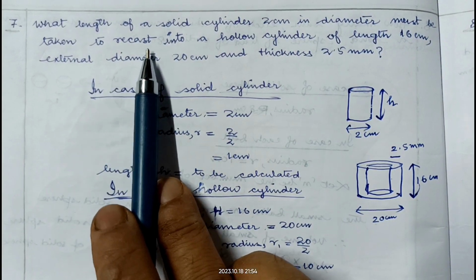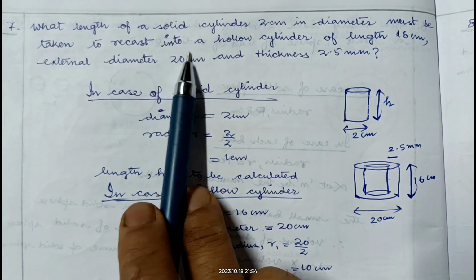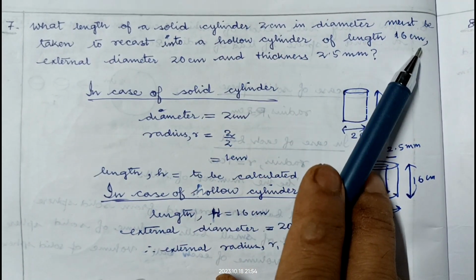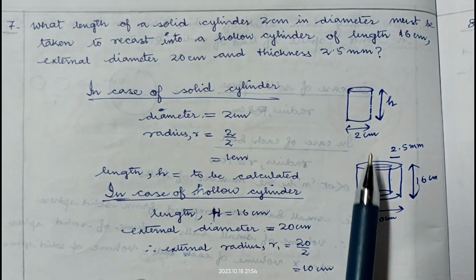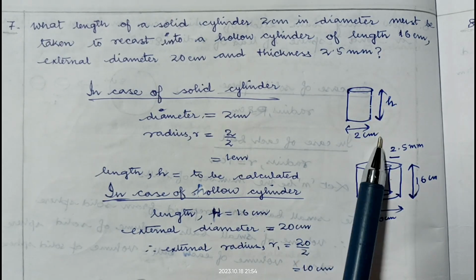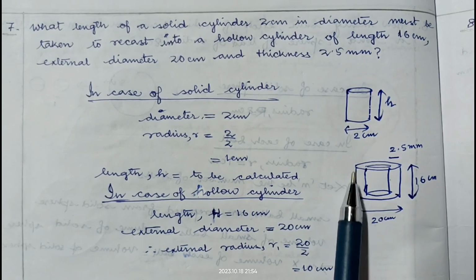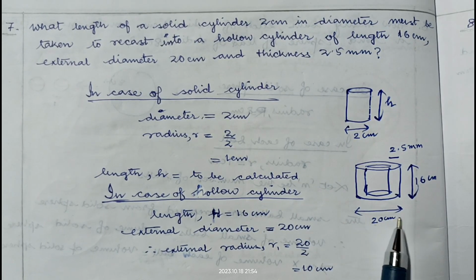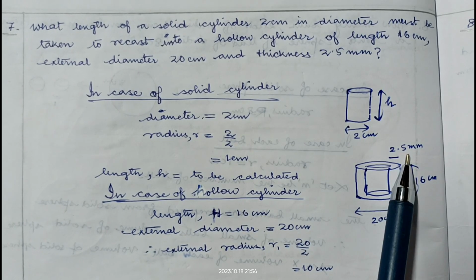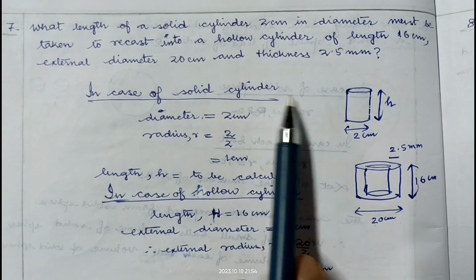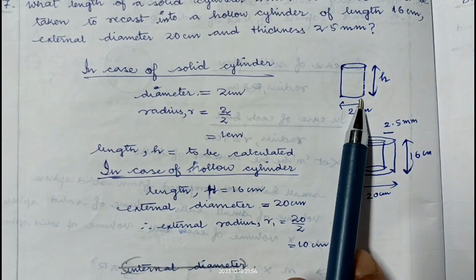Question number 7. What length of a solid cylinder 2 cm in diameter must be taken to recast into a hollow cylinder of length 16 cm, of external diameter 20 cm and thickness 2.5 mm. So this is the solid cylinder whose diameter is 2 cm and height is h. Now using this one, we got this hollow cylinder where external diameter is 20 cm, height is 16 cm and thickness is 2.5 mm. So we can write in case of solid cylinder, diameter is 2 cm, so radius will be 1 cm. Let height of this cylinder be h.